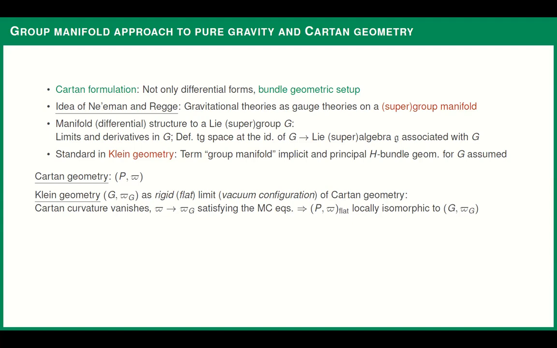Yeah. And so, as I was saying before, Klein geometry can be the rigid or also called flat limit of Cartan geometry. In mathematics, it is typically defined and called like that. In physics, it will be just the vacuum, what we call the vacuum configuration of the theory. So when I say the free differential algebra or the Maurer-Cartan equations describing the vacuum structure of the theory, this is what I mean essentially.